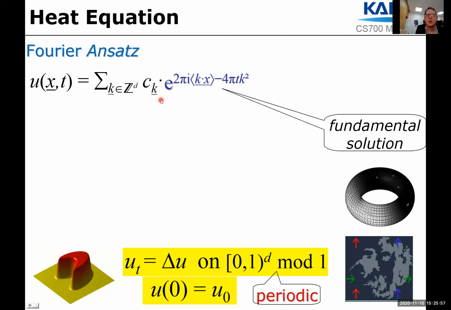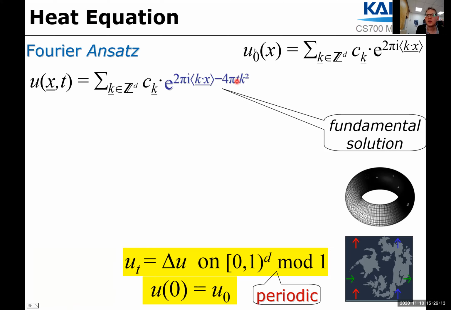So this is our ansatz, and now we need to determine the parameters of this ansatz, the Fourier coefficients ck, and of course the ck can be derived from the initial condition, right? So if we plug in t equals 0, then on the left-hand side we arrive at the initial condition u0, right? And on the right-hand side, this part vanishes, and we arrive at this classical Fourier series.